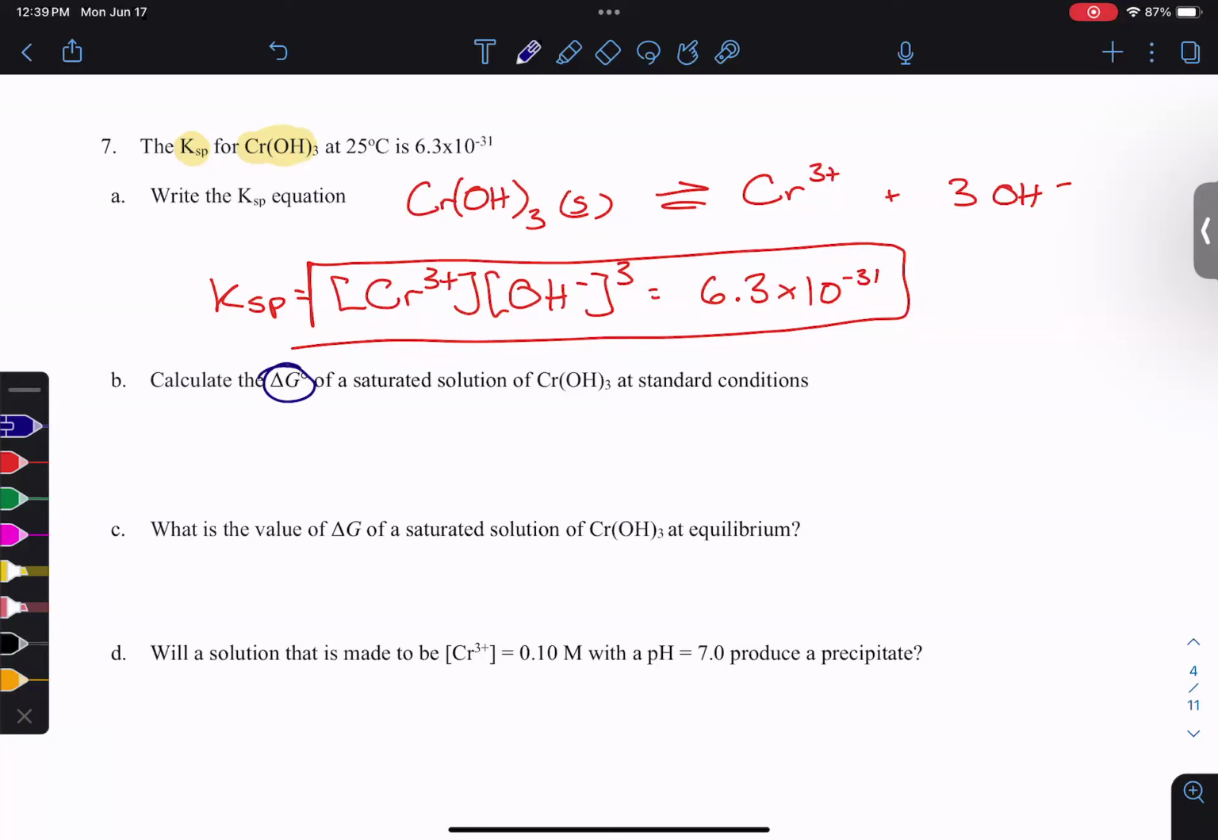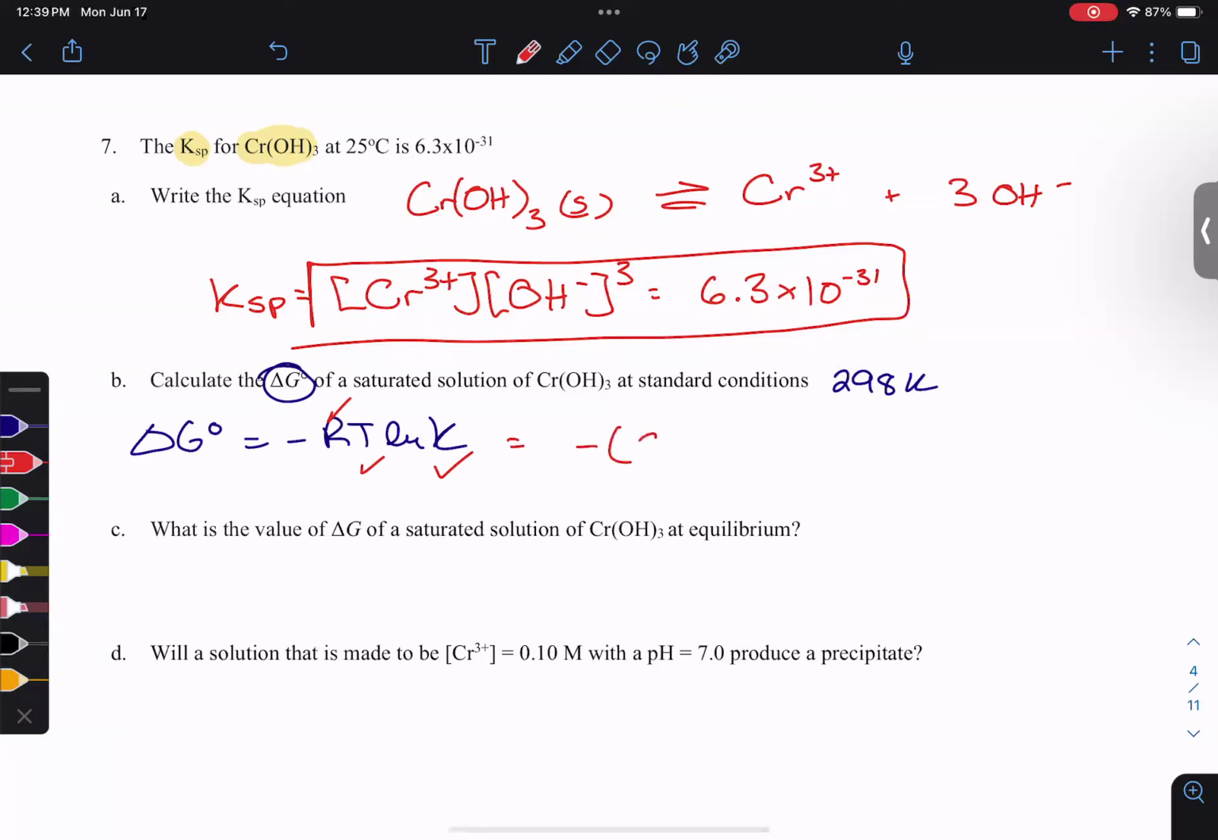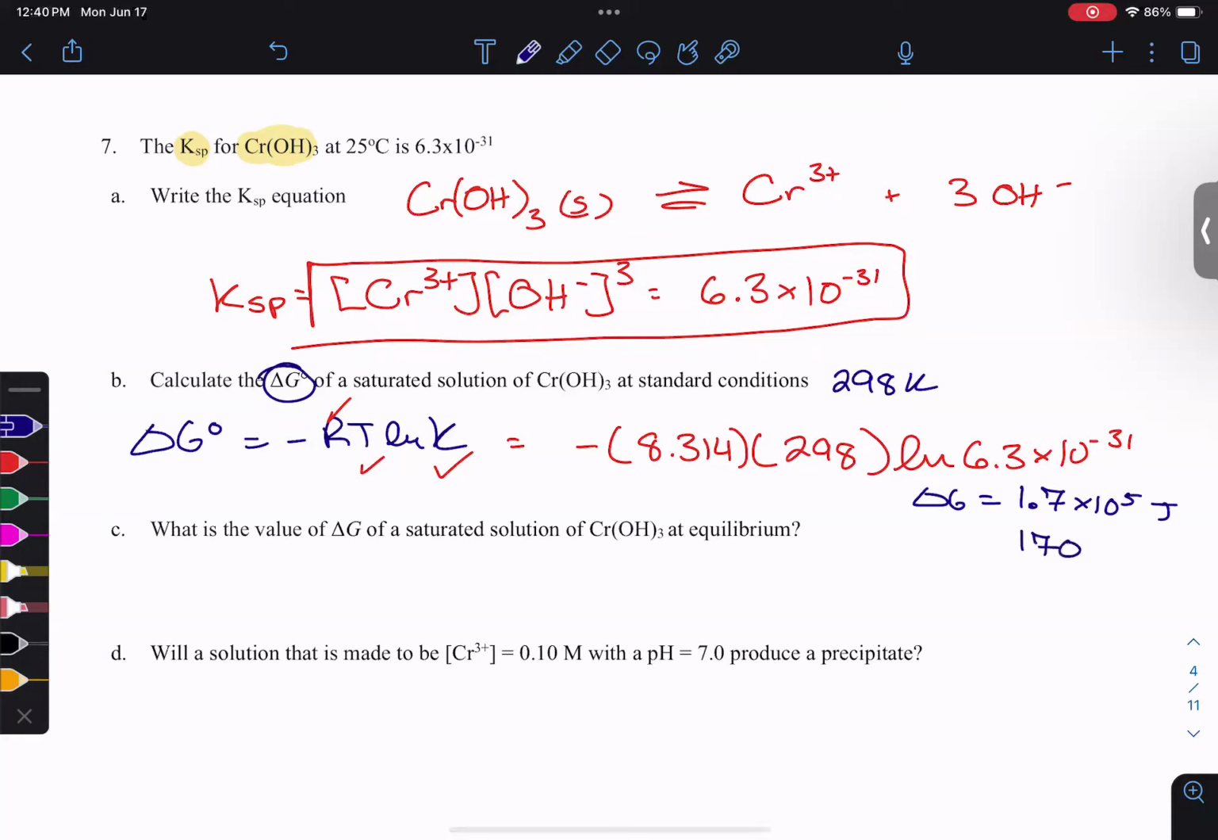We are calculating delta G naught, so this is at 298 Kelvin. We're simply going to use delta G equals negative RT ln K. I gave you K. We know temperature is 298. R is a constant. So we just plug in all those things. Negative 8.314, temperature 298, ln K is the natural log of that little number, 6.3 times 10 to the negative 31. And if you solve for that, you do get, in fact, a very positive number of Gibbs free energy. You get delta G equals 1.7 times 10 to the 5 joules, or 170 kilojoules for this reaction. Very positive, because the forward direction is not very spontaneous. K is very small.